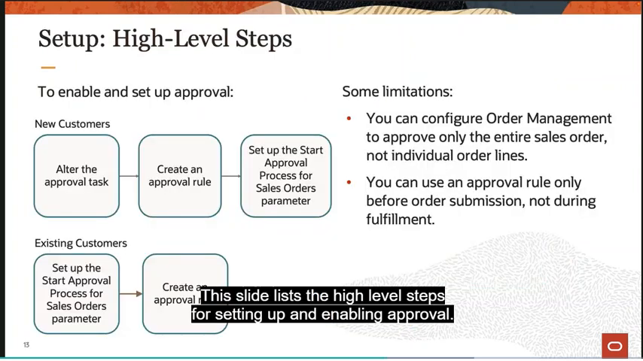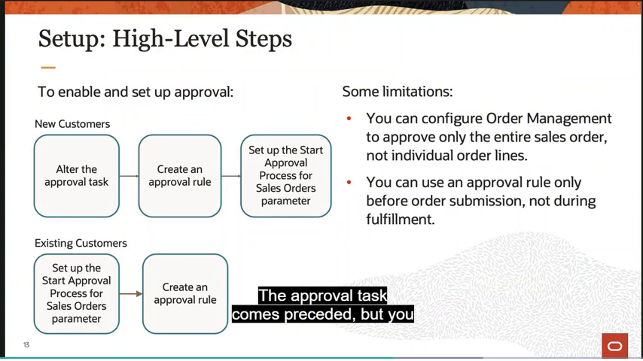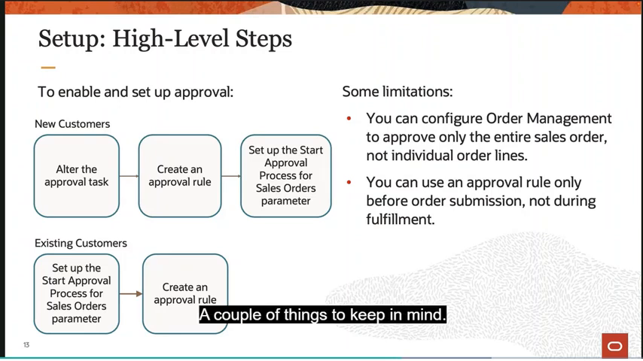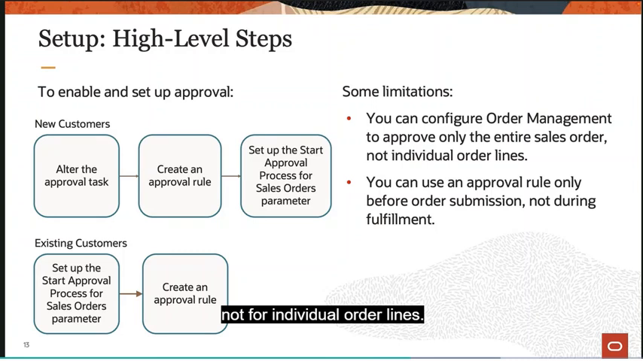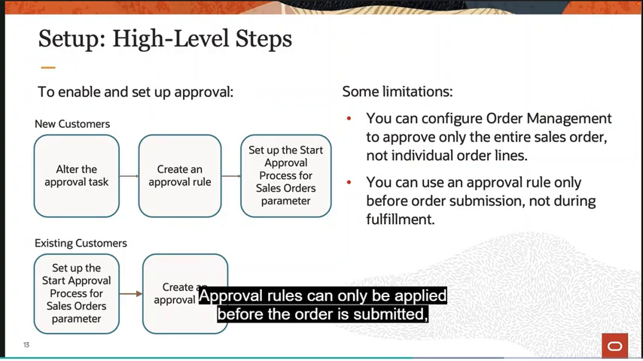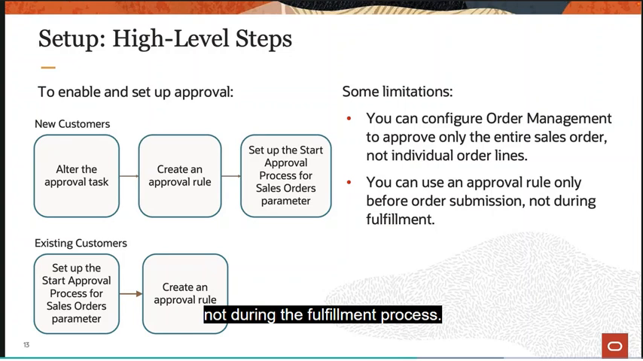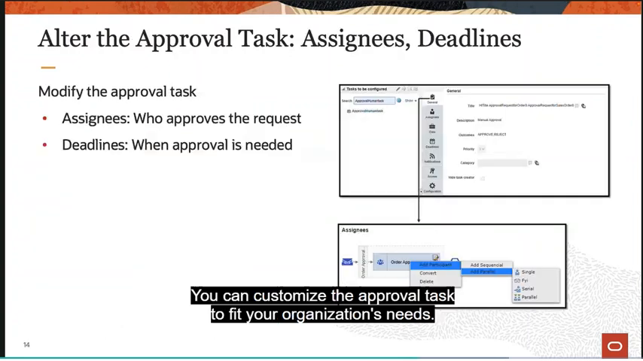This slide lists the high-level steps for setting up and enabling approval. The approval task comes predefined, but you can change it to suit your organization's requirements. A couple of things to keep in mind. In order management, approvals can only be set up for the entire sales order, not for individual order lines. Approval rules can only be applied before the order is submitted, not during the fulfillment process. You can customize the approval task to fit your organization's needs.